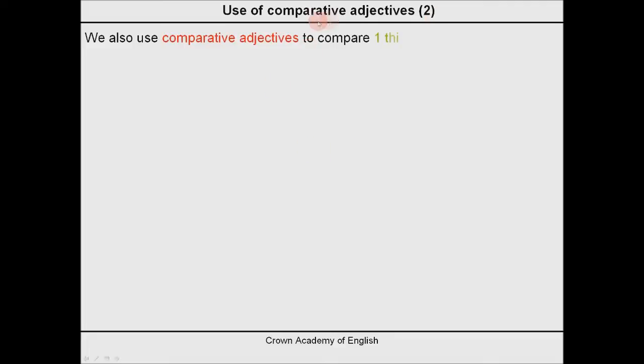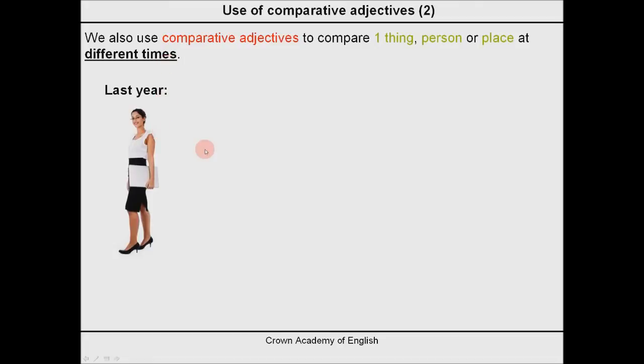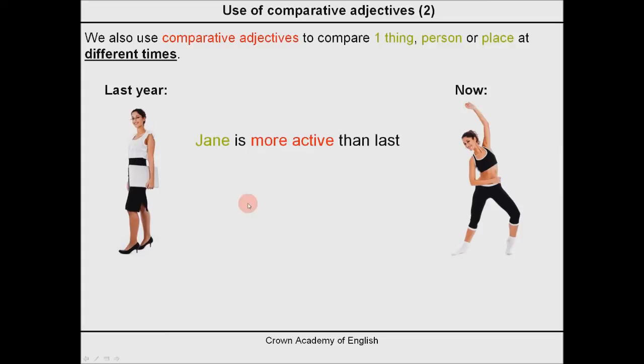There is also another use of comparative adjectives, and so we can use them to compare one thing, person or place, but at different times. Okay? So this is last year. This is now. So it's the same person at different times. Jane is more active than last year. So this is one person. So we are comparing one person at two different times. Okay? So we are comparing Jane now compared to last year.